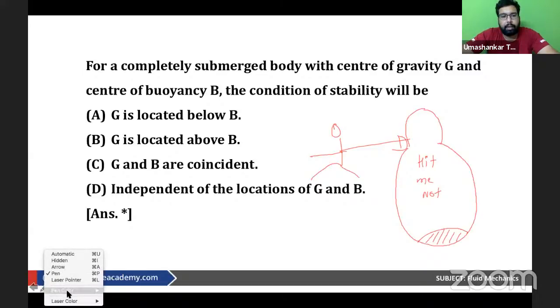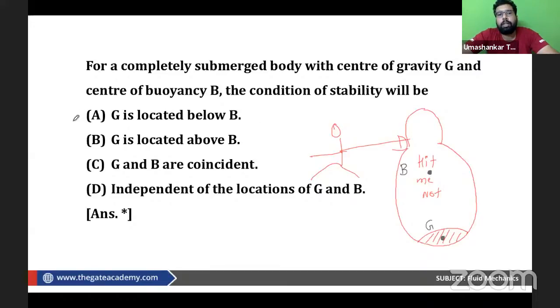It is somewhere here, because there is a weight in the bottom of it, and it is displacing the volume. So what is the center of buoyancy? Center of buoyancy is the centroid of the volume displaced. So this is what we can say: B is above G, or G is located below B. So the solution to this question is option A.